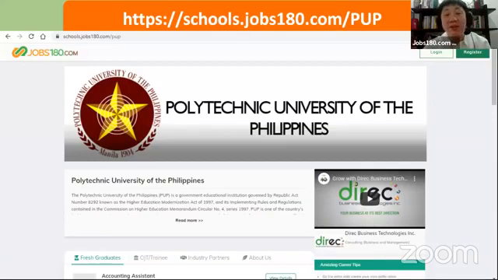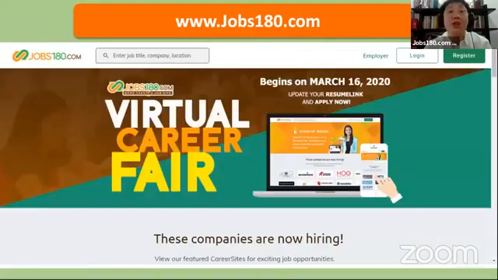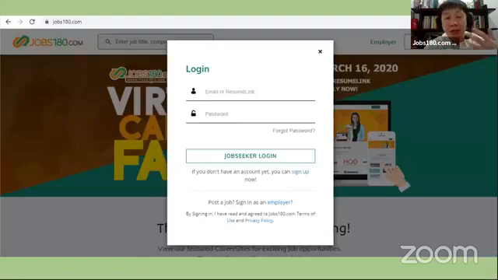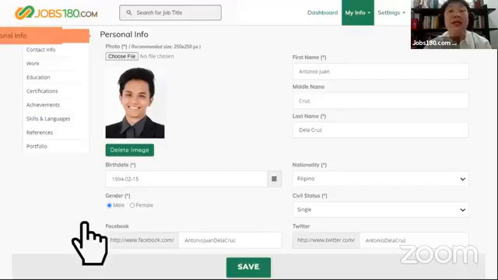Now, if ever lang, no, hindi mo na naman naalala tong link, hindi mo na sulat, hindi mo na memorize, pwede ka pumunta sa jobs180.com, www.jobs180.com at dito po kayo mag-login. Okay? Pag login nyo, either way, papasok kayo dun sa account niyo at kapag kayo na sa account ninyo, you start to fill in the blanks.